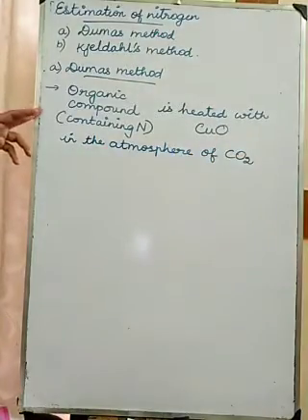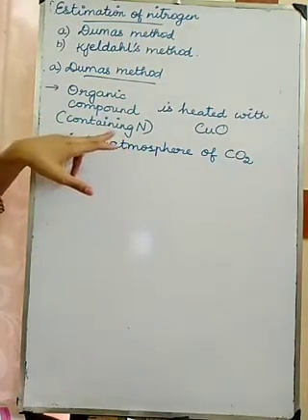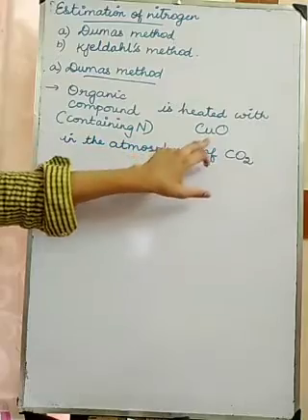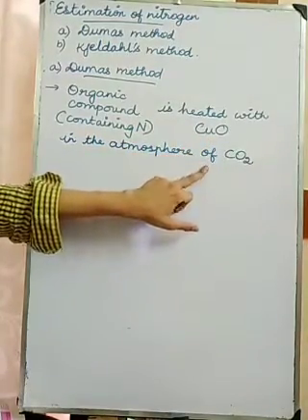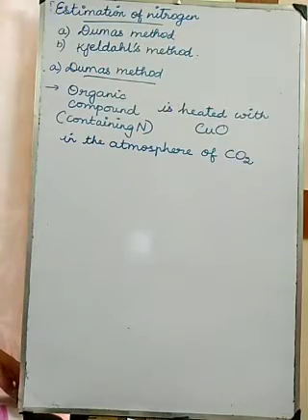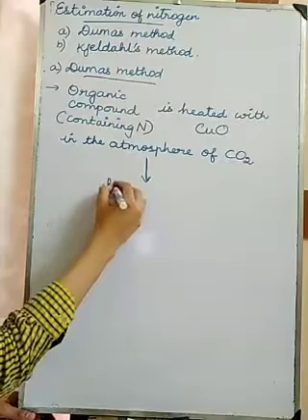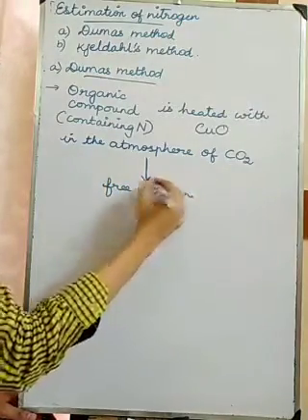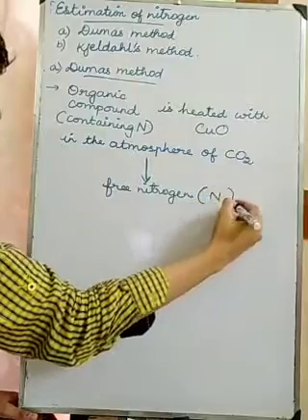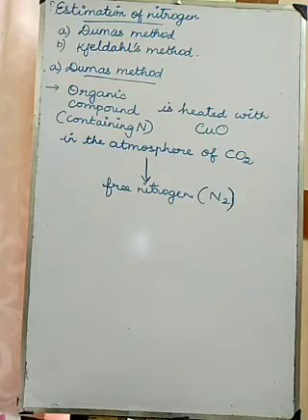So what we have to do? We have to heat the organic compound which is having nitrogen with copper oxide. And what atmosphere should be there? Carbon dioxide atmosphere should be there. So when you do this, you will get free nitrogen. Free nitrogen means you will get N2 gas.